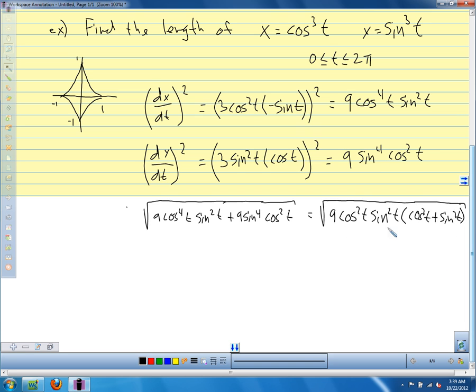So I just factored out a sine squared, cosine squared, and 9 cosine squared sine squared. Sine squared t plus cosine squared t, thankfully, is 1. So we end up with the square root of 9 cosine squared t sine squared t, which simplifies to 3 times the absolute value of, oops, I forgot my t here, cosine t sine t.